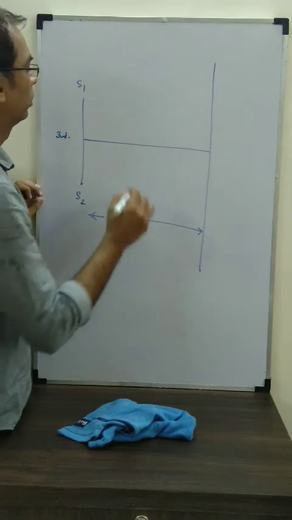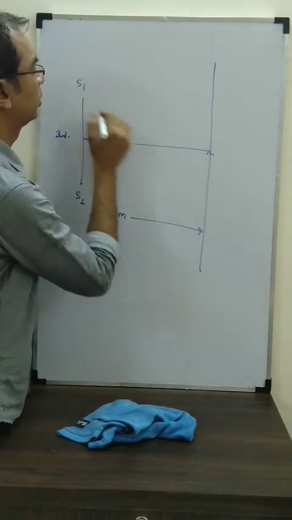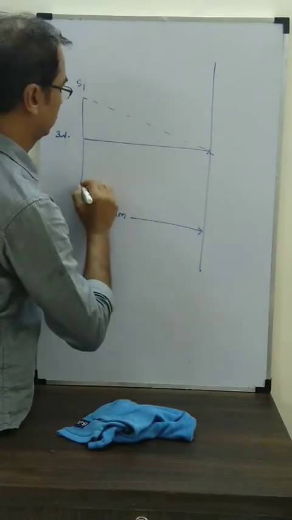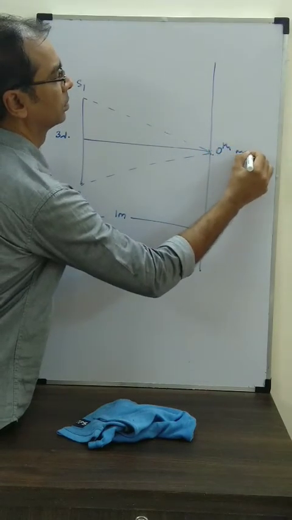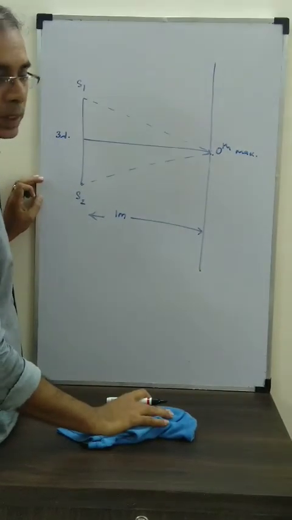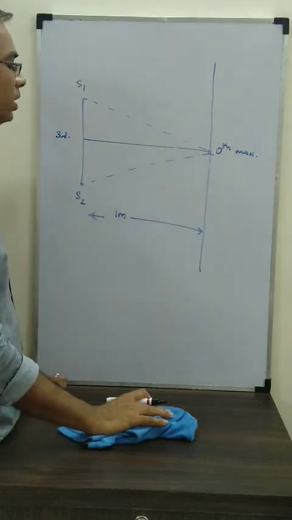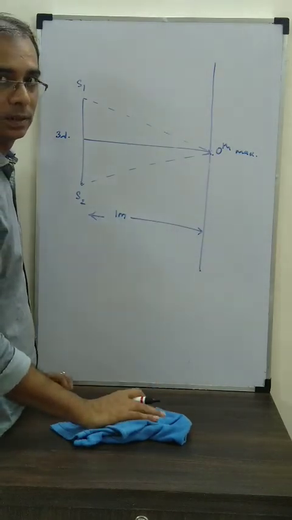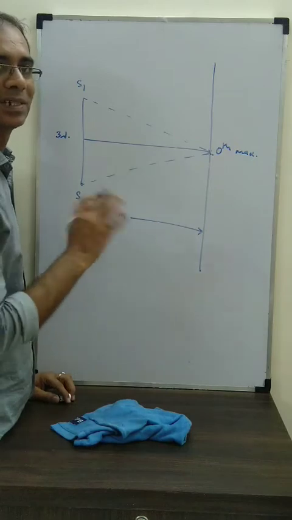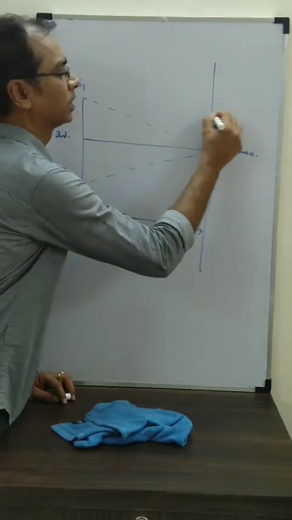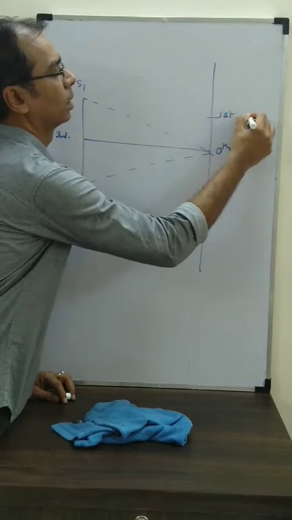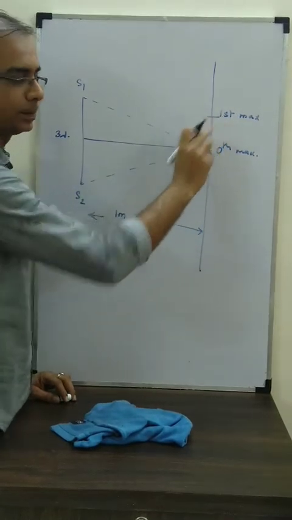Alright, so now we know that at this position there is the central maximum, 0th maximum. Now, in this case also we are trying to find the position of first maximum, second maximum, or first minimum, second minimum. So suppose here is the first maximum. After 0, it is first.